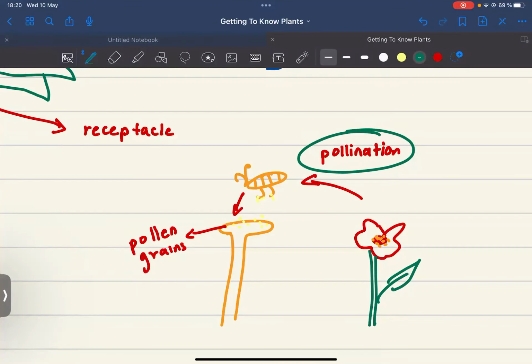Ma'am, can I explain pollination? That's what I'm telling you. When bees go sit on top of a flower, all these pollen grains stick on the legs of these bees or insects. When these bees go and land on another flower or another plant, they leave all these pollen grains over there. So basically, the pollen grains are transferring from one plant to another. This is known as pollination. Am I clear to all of you? Yes, ma'am.